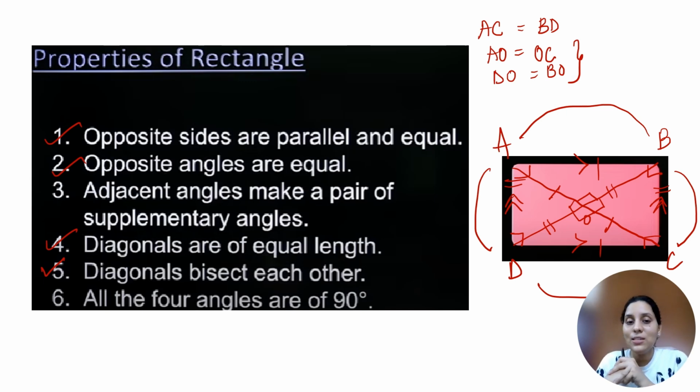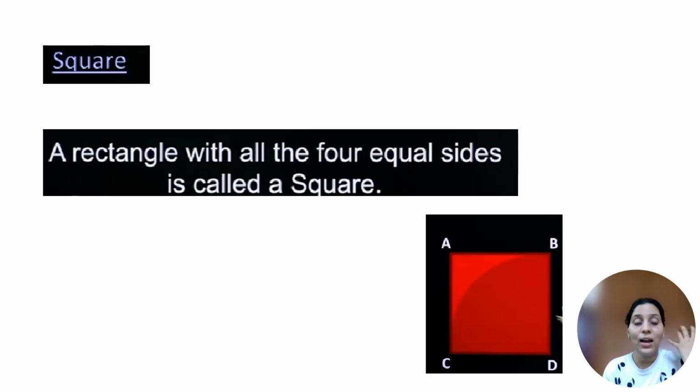I hope these properties are clear. So very important is you need to know the properties about the sides, the angles and the diagonals. That is it. You just have these three elements to know about. Now next up we have the last quadrilateral, which is a square. A rectangle with all four equal sides. So a rectangle becomes a square if you prove that all the four sides are equal.